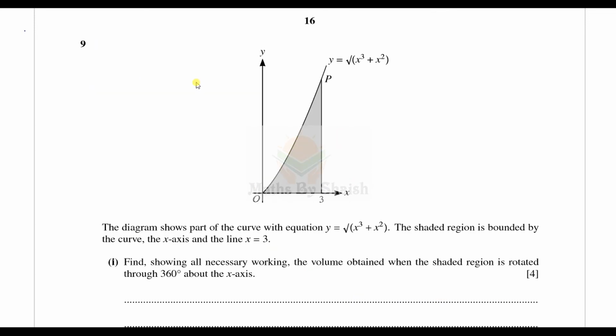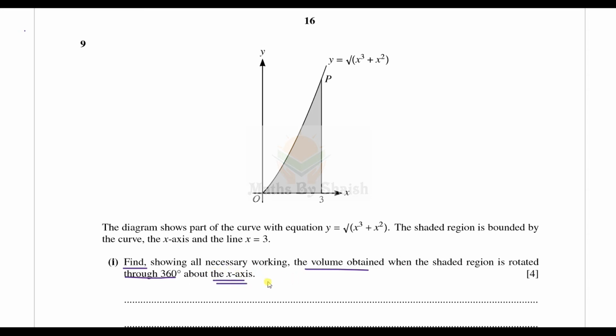So here's question number 9. The diagram shows part of the curve with equation y is equal to square root of x cubed plus x squared. The shaded region is bounded by the curve, the x-axis, and the line x is equal to 3, which we can see here. We need to find the volume obtained when the shaded region is rotated through 360 degrees about the x-axis.